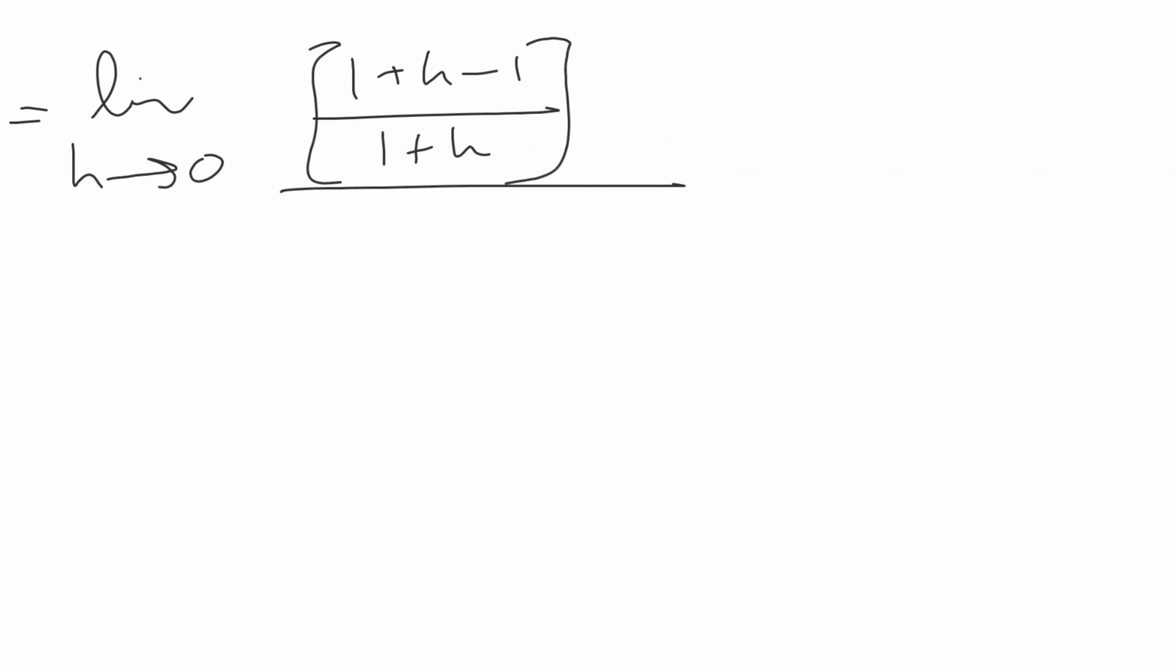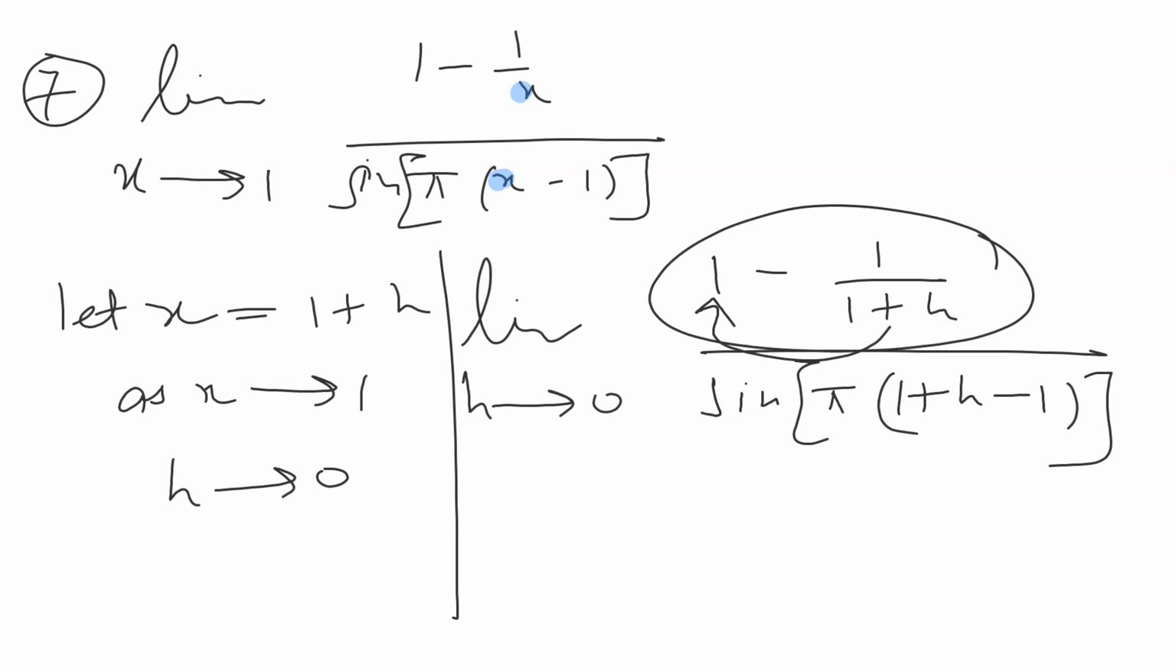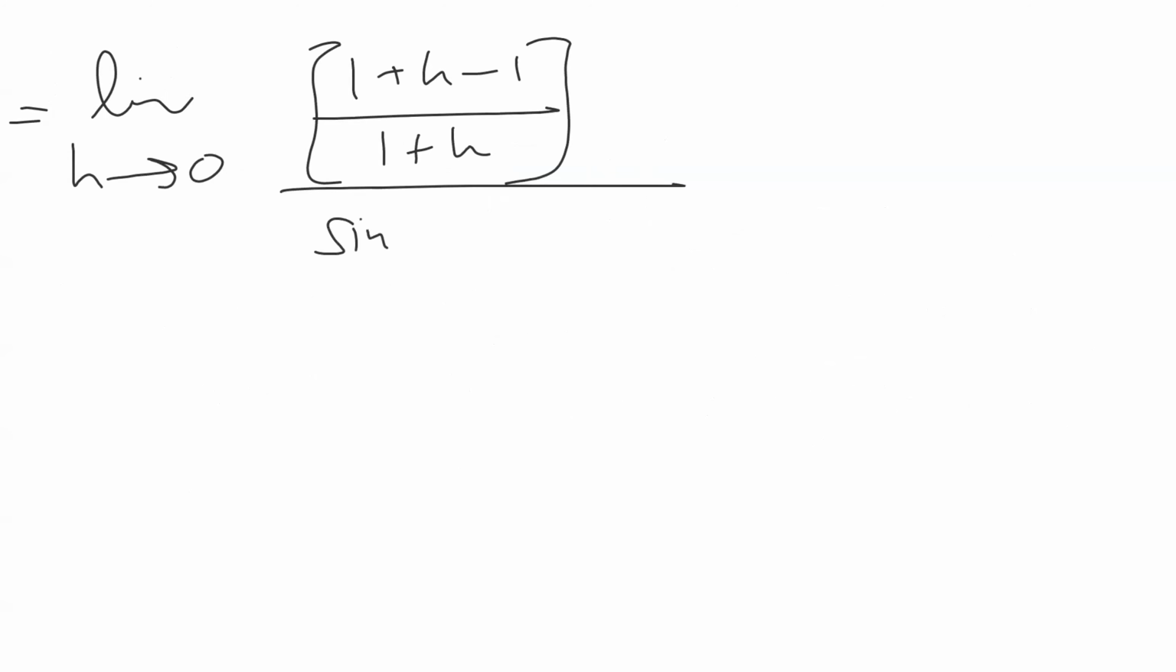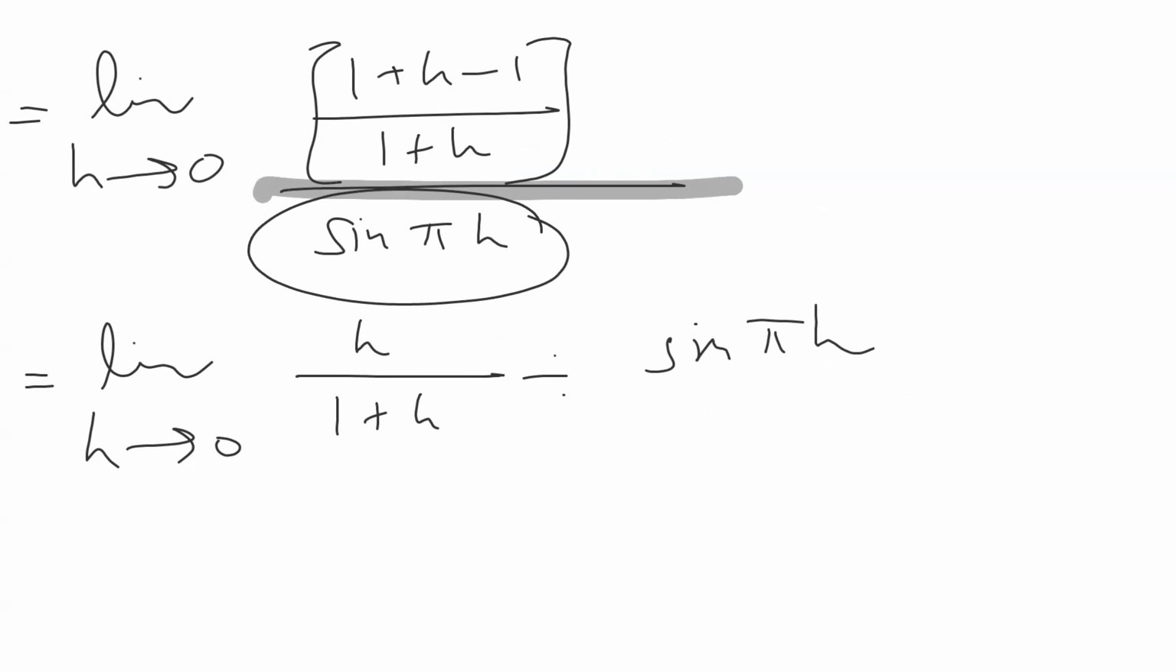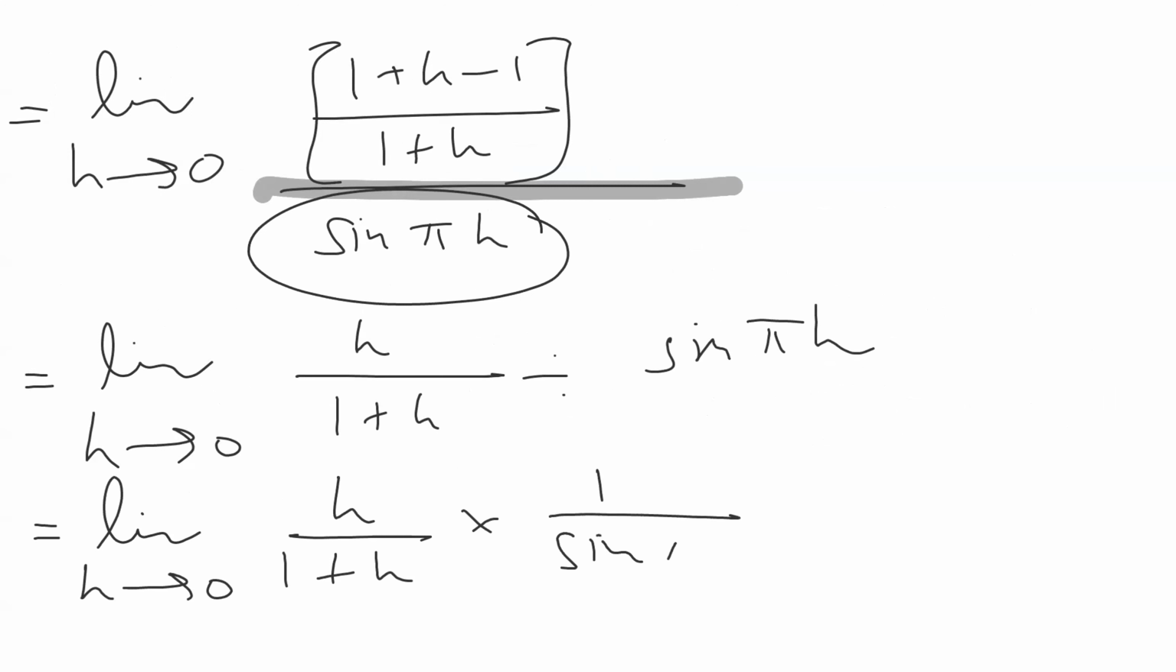Denominator, this 1 and 1 is getting cancelled, so we are getting pi h. So limit h approaching 0, h upon 1 plus h divided by sine pi h. Okay, so this particular line is division, fine, divided by sine pi h. So limit h approaching 0, h upon 1 plus h into 1 upon sine pi h.